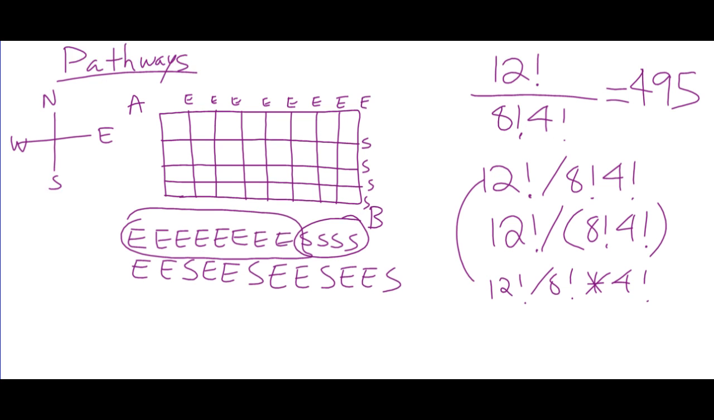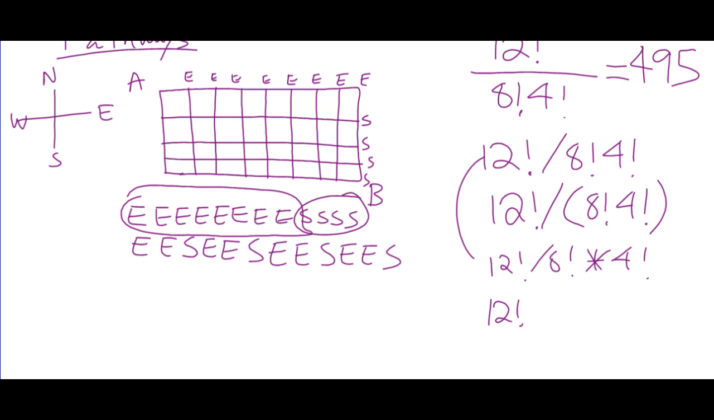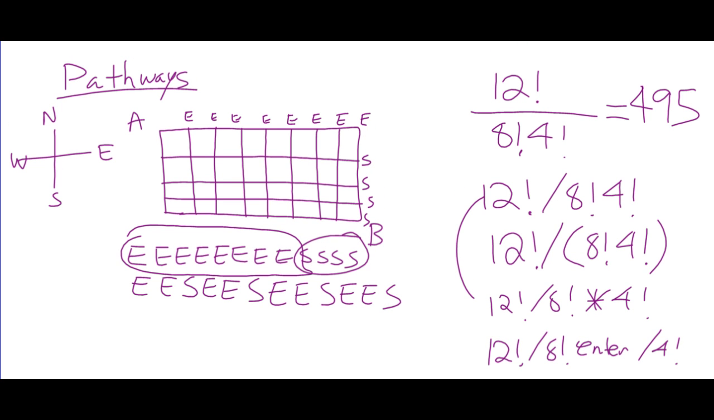Okay, so another way you could do it: you could go 12 factorial divided by 8 factorial and then hit enter, and then go divided by 4 factorial. So either recognize, hey, I'm dividing by the product of these two, I need to put them in parentheses, or I'm going to take this divided by this, hit enter, and then divide by 4 factorial. Whatever works for you. Just don't do this. Wrong answer.